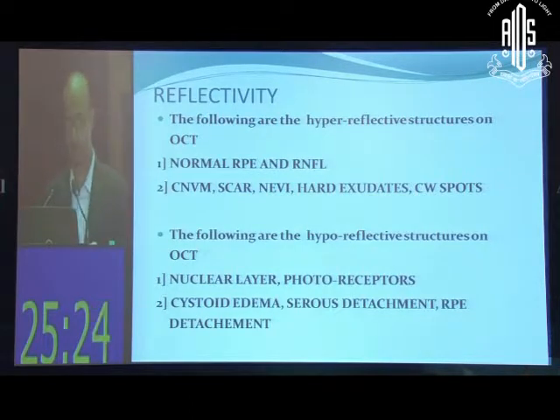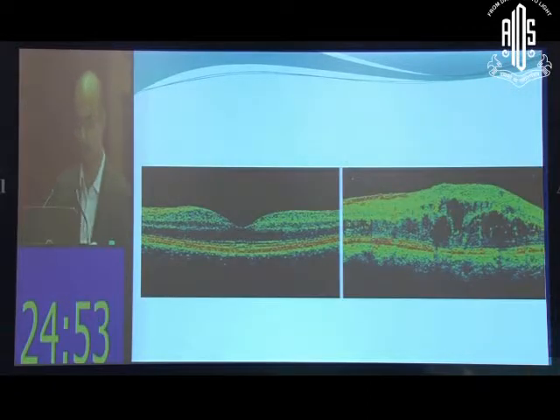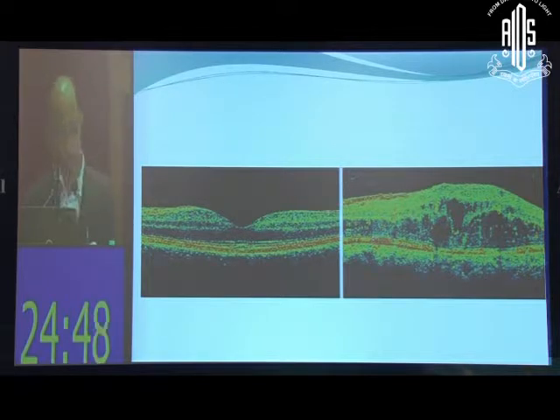Now we come to some clinical scenarios. First of all, we must understand that the OCT is basically read out with the help of the nature of reflectivity. So you must know that the normal RPE and RNFL are hyperreflective. And the pathological structures like CNVM, scar, nevi, hard exudates, and cotton wool spots are all hyperreflective. Whereas hyporeflective structures are the nuclear layer and photoreceptors, and in pathological cases it can be cystoid edema, serous detachment, and RPE detachment. So this is a normal scan on your left hand side and a cystoid macular edema on the right hand side.